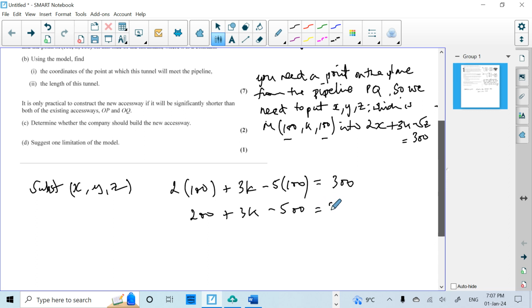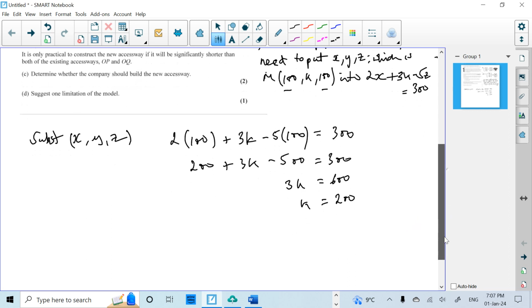is equal to 300, and that will give me 3k is equal to, well, that's going to be 800. So 500 plus 300 is 800, minus 200, that gives me 600. So k is equal to 200. Okay, so I found the value of k then.